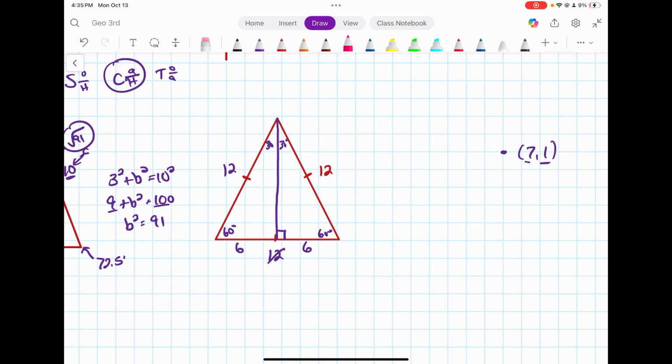And just a reminder that in a 30, 60, 90, the short side is always across from the 30. So the short side here is 6. The hypotenuse will always be double that measure. And then the third and missing leg, or third side, which is the longer of the two legs, is always equal to the short side times the square root of 3. So that would actually give you the altitude.